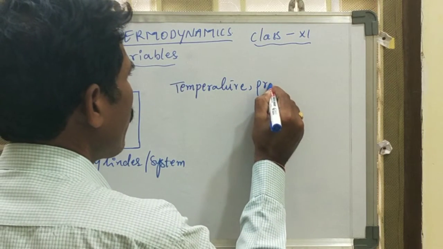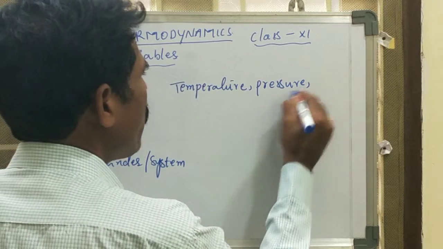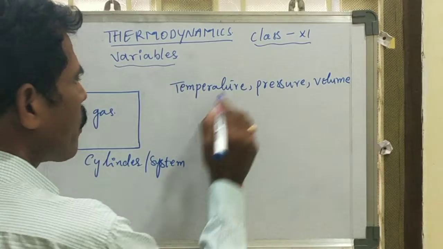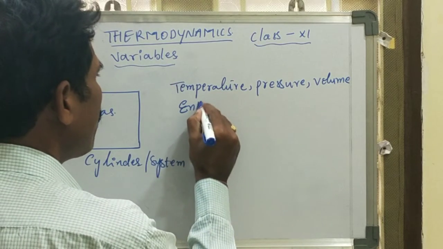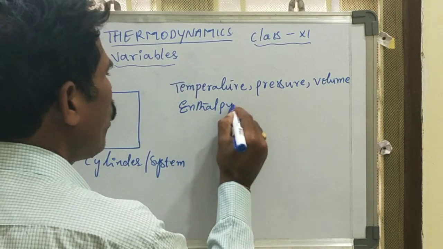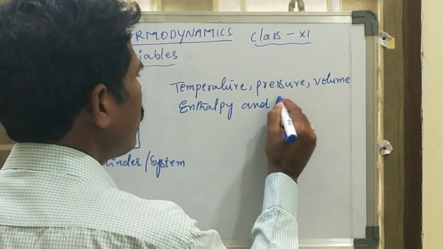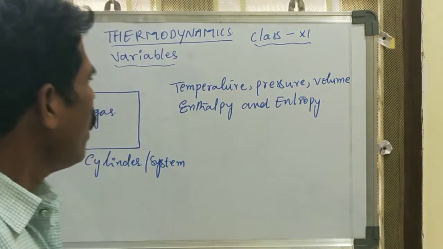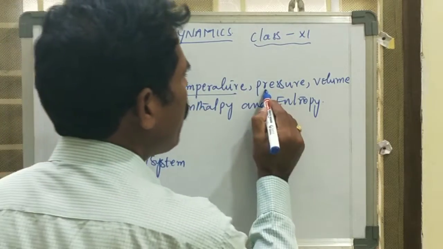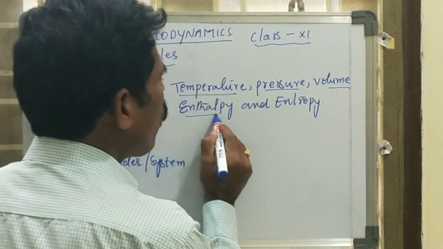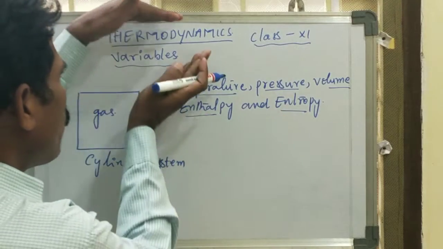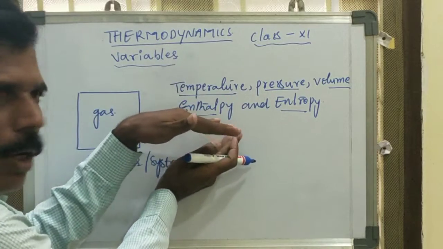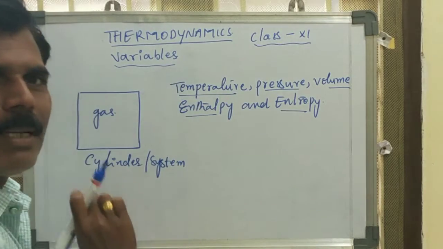Temperature, pressure, volume, enthalpy, and entropy. So temperature, pressure, volume, enthalpy, and entropy are the thermodynamic variables which are required to define or explain the system completely.